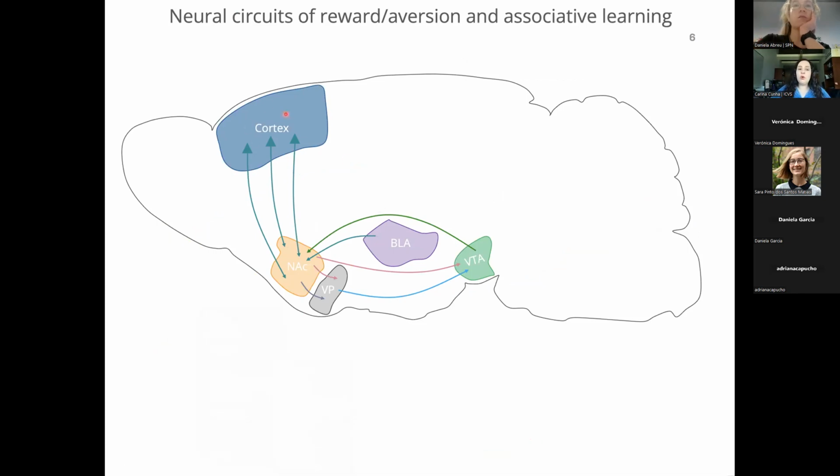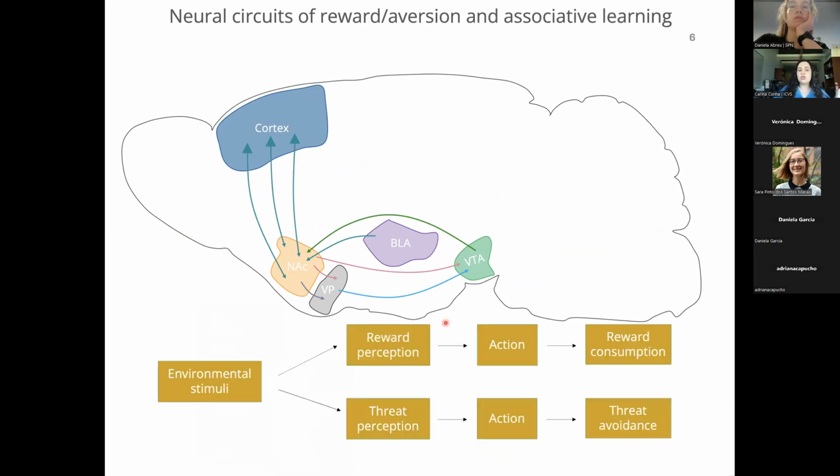That include both cortical and limbic structures. And all of these structures work in a way in which environmental stimuli that can either predict a reward or an aversive event or a threat will result in actions that the animal will have to perform to either obtain a reward or avoid this threatening behavior.